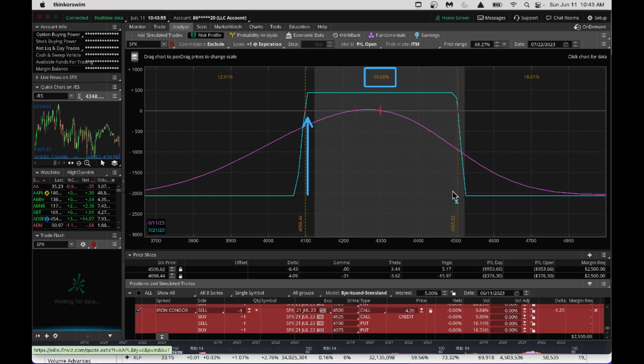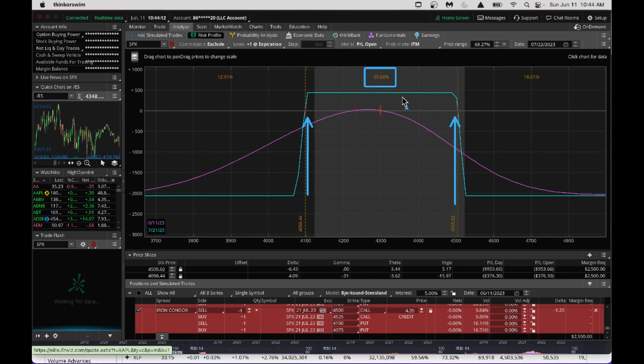On the higher side, on the call side, we got 4505 as the break-even point. As long as the stock or index stays between these two, you will keep your money. And look, it's a very good trade here.